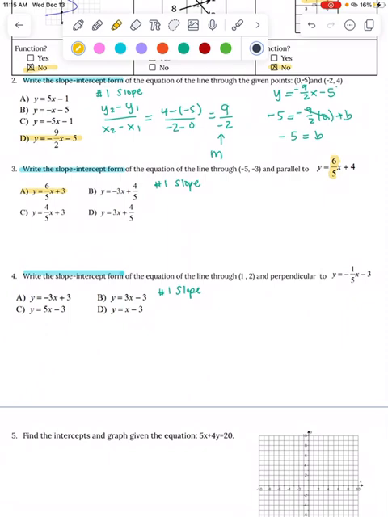If I was going to do the work, I know my slope is 6/5, so m is 6/5. If I was going to do point slope, that's where we have y.